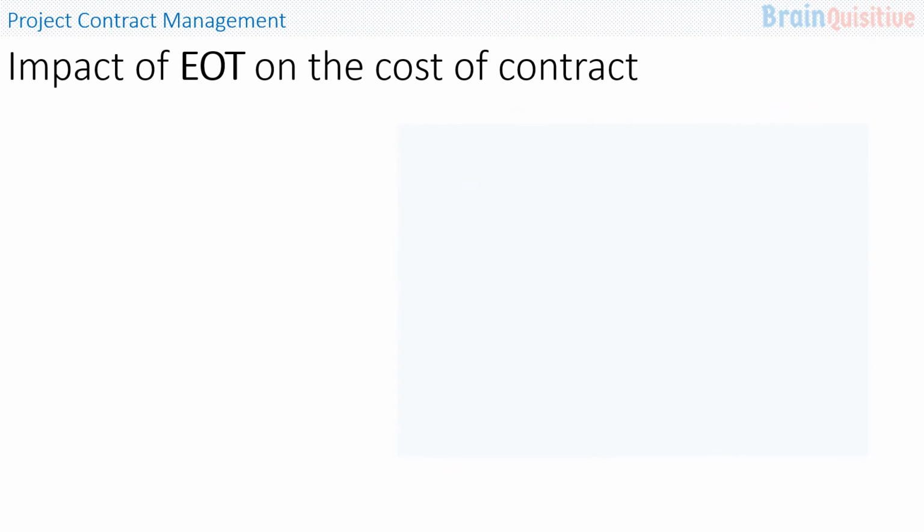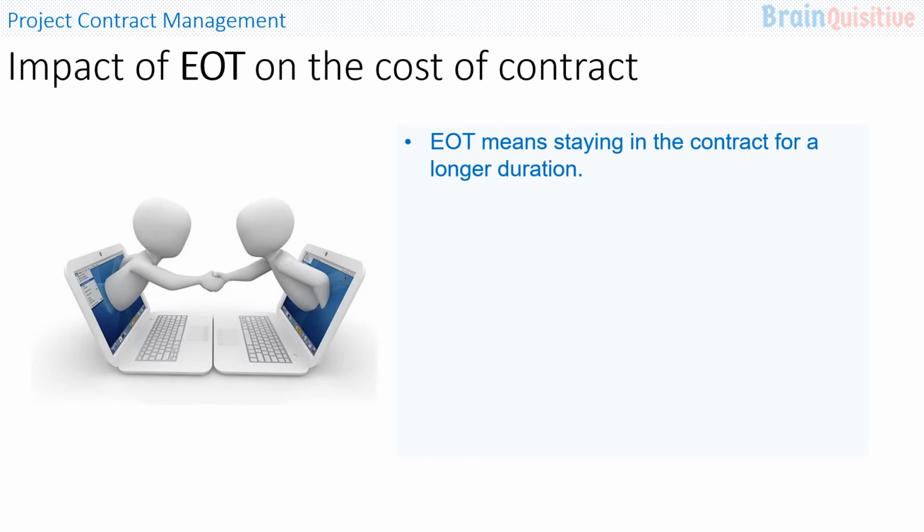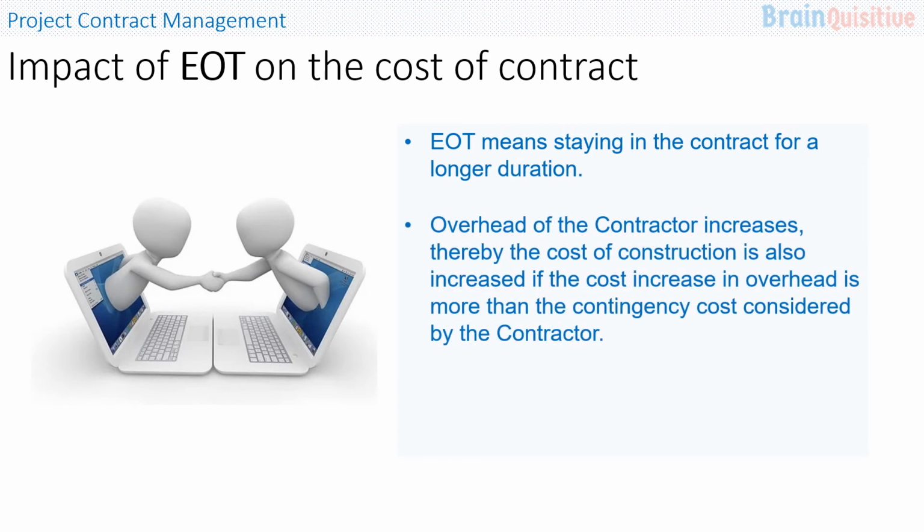Let us now study the impact of EOT on the cost of the contract. EOT means staying in the contract for a longer duration. So the overhead of the contractor naturally increases, thereby the cost of the construction is also increased, if the cost increase in overhead is more than the contingency cost considered by the contractor in their tender budget. Now the employer also loses on the revenue generation from the project.